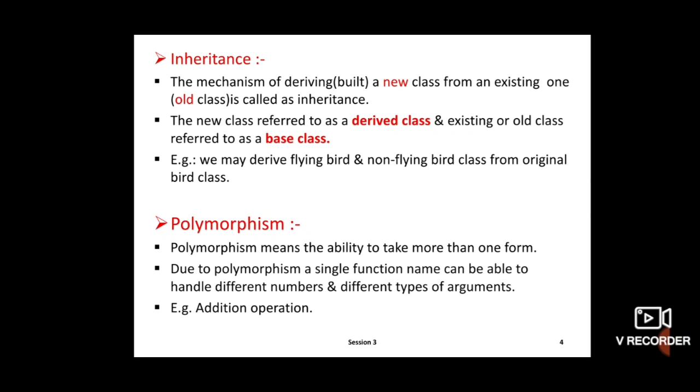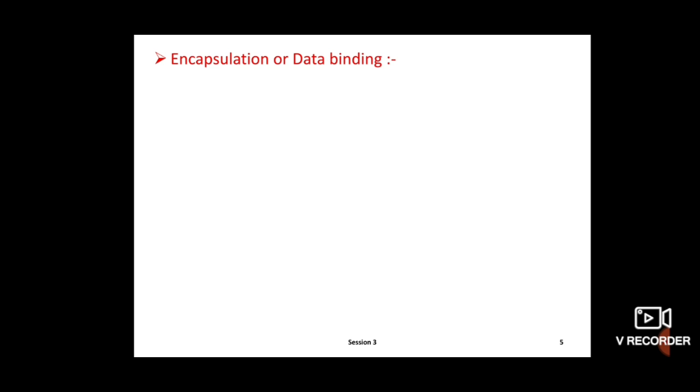Take one more example. Suppose area of triangle and area of circle. You can define the same function name, area. Area of circle or area of rectangle. In area of circle, pi r square means 3.14 into r into r. This is the circle formula, and for rectangle, length into breadth. The arguments are different in both functions. The function name is the same but the arguments are different. This is called polymorphism. Understood, student?